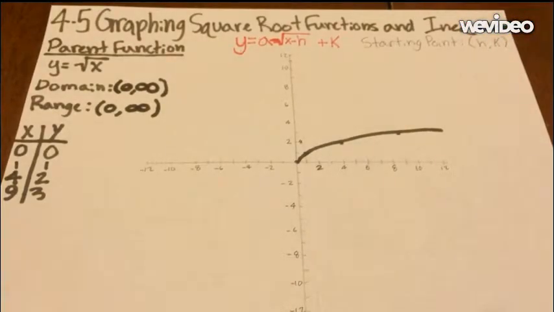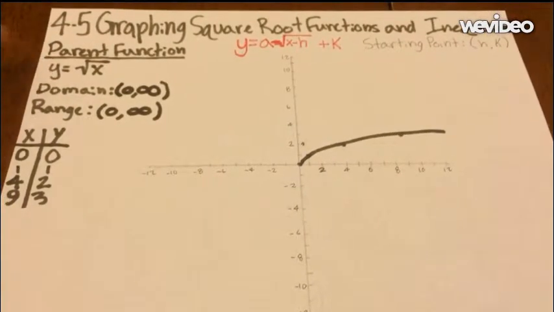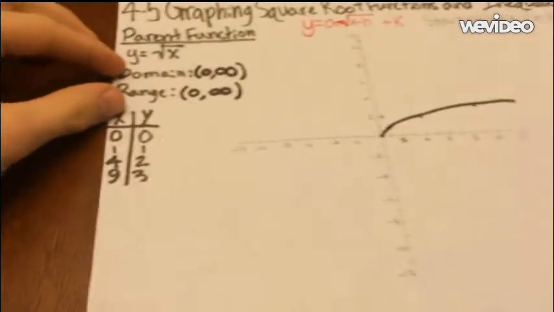Hey guys, today we're going to be talking about graphing square root functions and inequalities. So we're just going to take a look at how to do the basic equation first. Our parent function right here is going to be y is equal to the square root of x. We're going to go ahead and look at this table real quick.